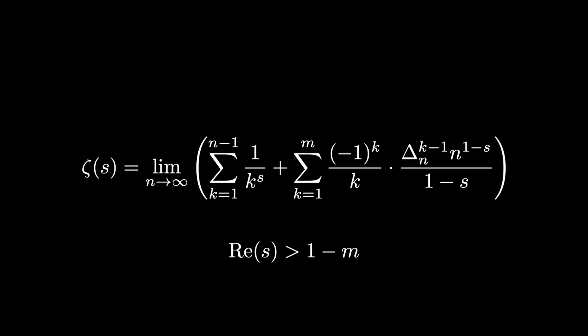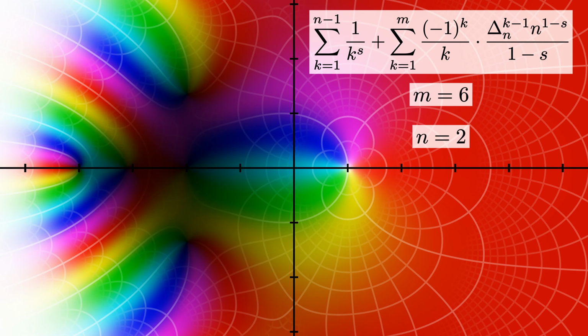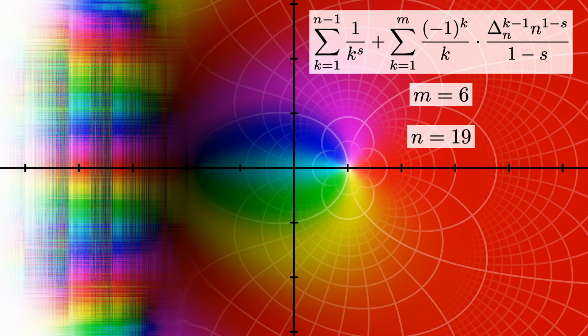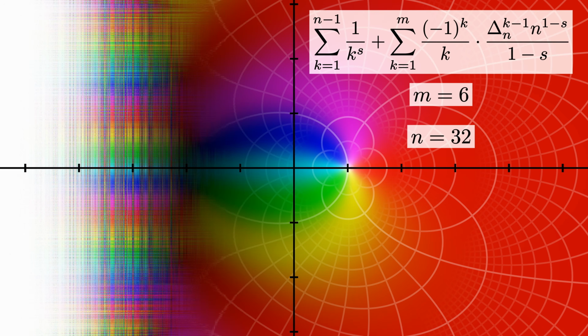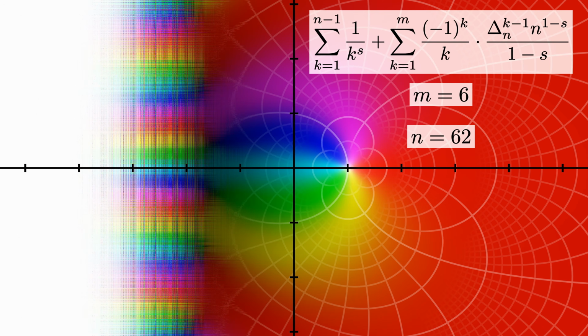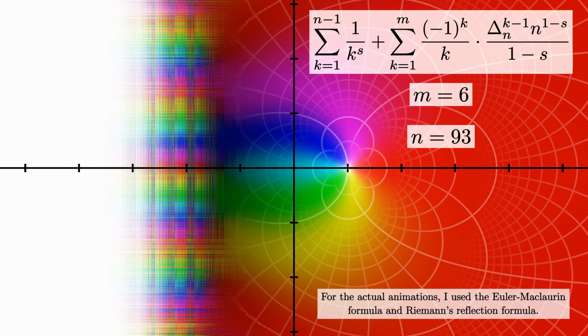Now, I have to come clean. This is not a very good way to compute the function. In fact, when I used it to make the animations for this video, it didn't even work. It turns out 32-bit floats just don't have enough precision, and even if they did, it converges super slowly. But I promise, theoretically, this is sound.